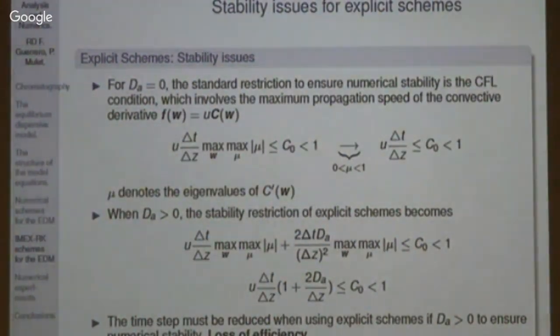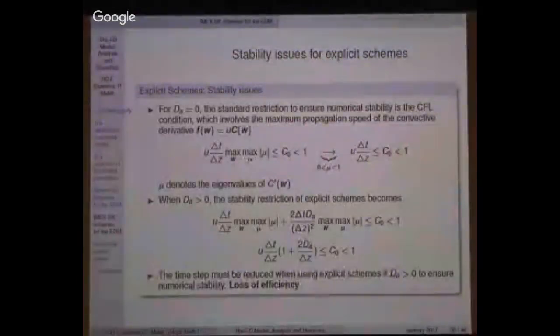And what does it mean? Well, it means that using an explicit scheme I'm not being as efficient as I could. And why is that? Okay, well, because of this. If dA is equal to 0, you have a conservation law. This is a standard theory, and you know that in order to ensure numerical stability, you have a CFL condition. And the CFL condition involves the maximum propagation speed of the convective derivative. And it reads like this, okay?